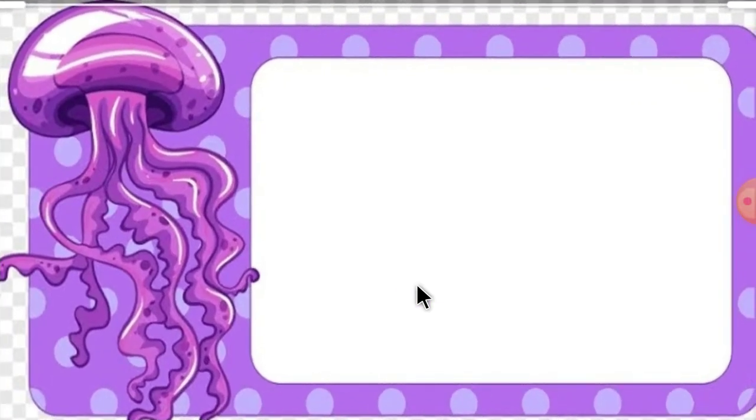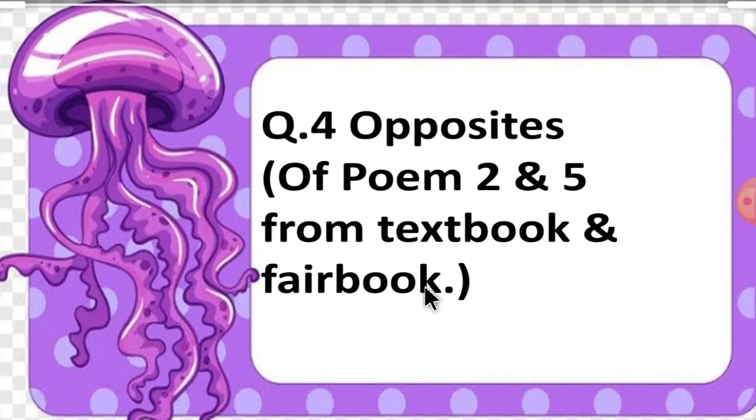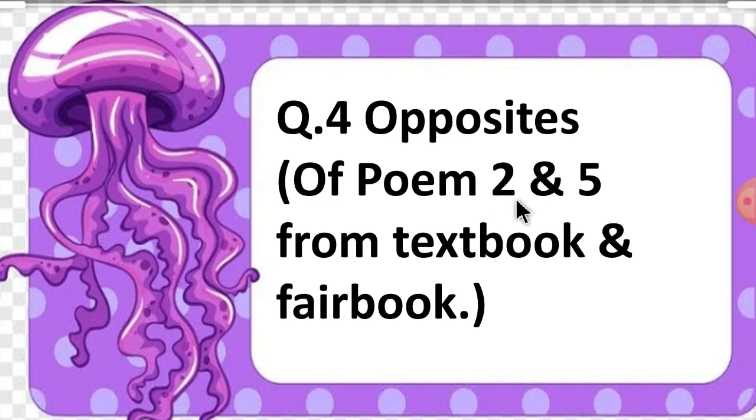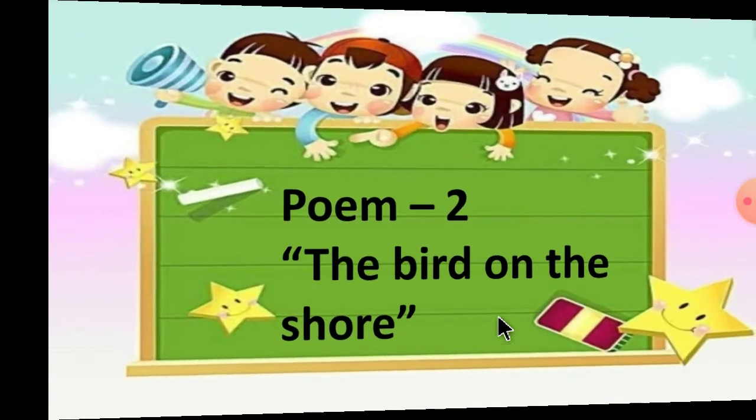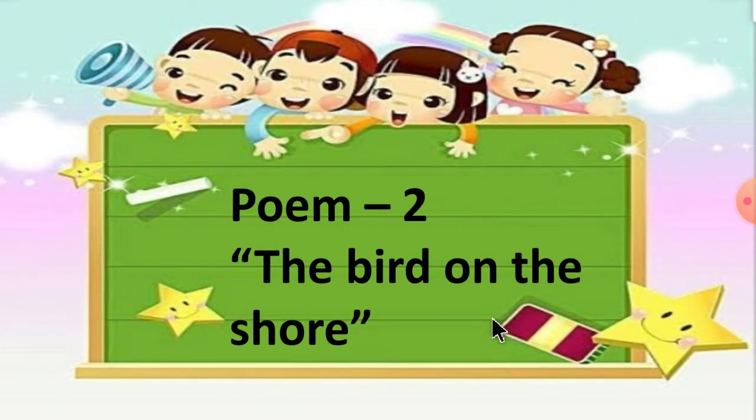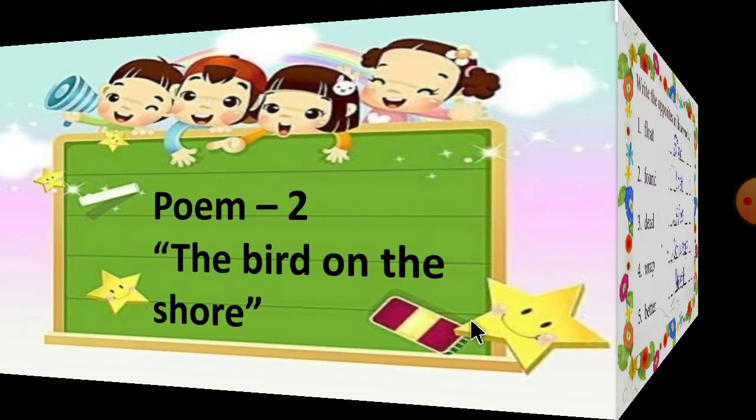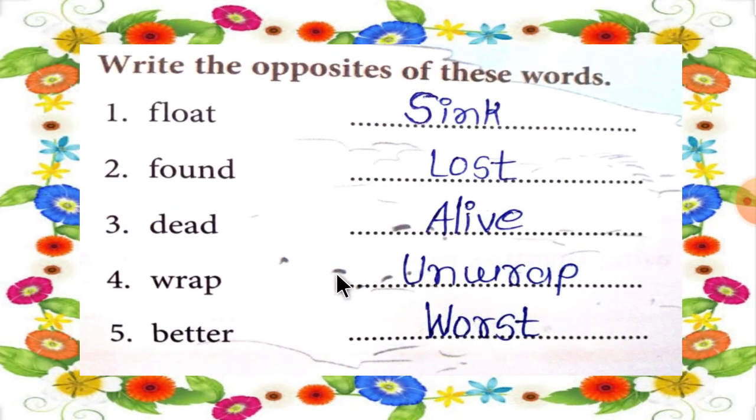Then next is question number 4. Opposites of poem 2 and 5 from textbook and fair book. So let's see. Poem 2. The bird on the shore. So this is the image of your textbook.